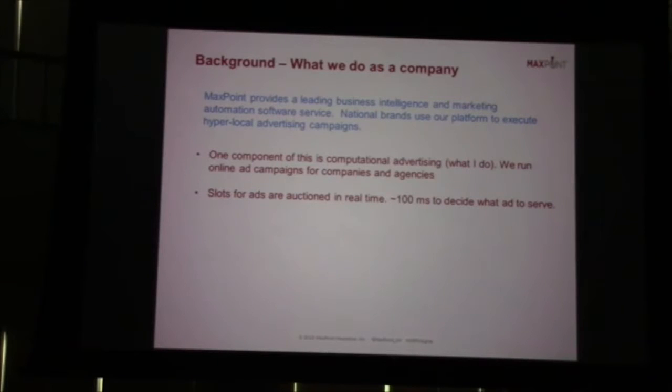If you're not familiar with this particular field, when you go online, you look at a page, and there's an ad up there. That slot was auctioned off in a real-time bidding auction, and that takes place very fast, on the order of 100 milliseconds or less. A lot of different people compete. They decide, do I want to bid on this slot, and how much do I want to bid?